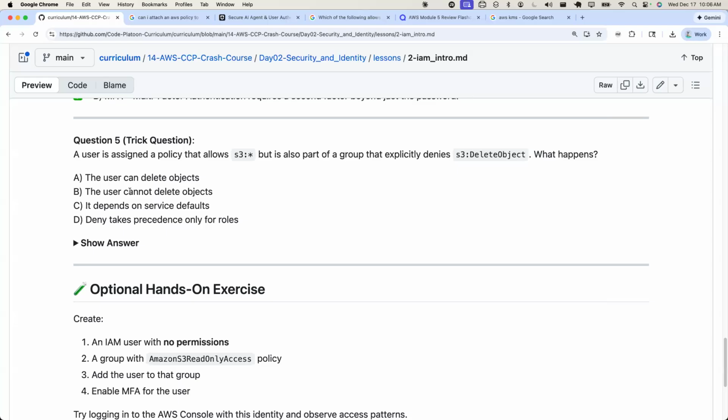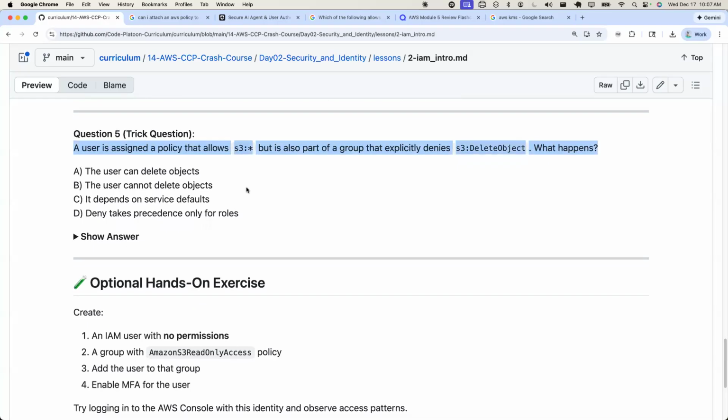Last question here, and Rick, I believe you are up for this one. And Alex, thank you, man. A user is assigned, and I guess this is a trick question, a policy that allows S3 star, but is also part of a group that explicitly denies S3 delete object. What happens?